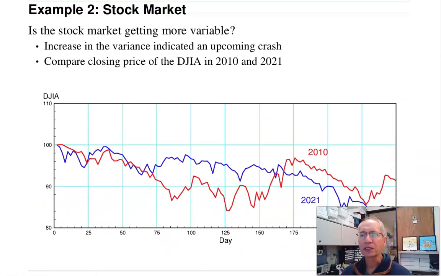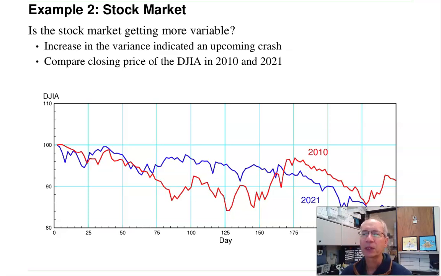Where would you use this? Well, one application would be the stock market. The stock market goes up and down. It's got some variability. One indication that the stock market is in trouble is if the variance goes up. So let's compare 2 different years: stock market in 2010 and stock market in 2021.